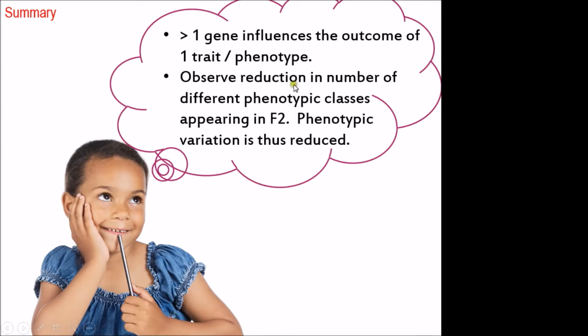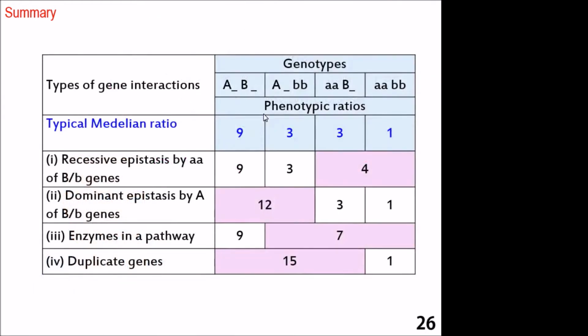Then another clue: you look at the different types of phenotypic classes that appear in the F2. You will often find they are modifications of the 9:3:3:1. There will be fewer classes instead of 4 for a typical dihybrid cross between two double heterozygotes. You may get 3 phenotypic classes or 2 phenotypic classes, like 15:1, 9:7. Okay? So this is your final summary on page 26.